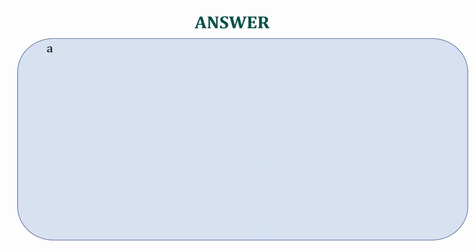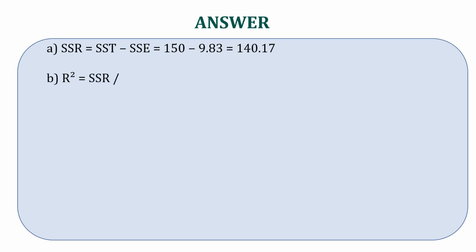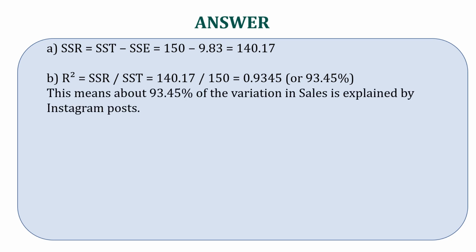Let's work through it together. First, SSR equals SST minus SSE. That's 150 minus 9.83, which equals 140.17. Now, R squared equals SSR divided by SST. 140.17 divided by 150 equals 0.9345 or 93.45%. That's a very strong fit.